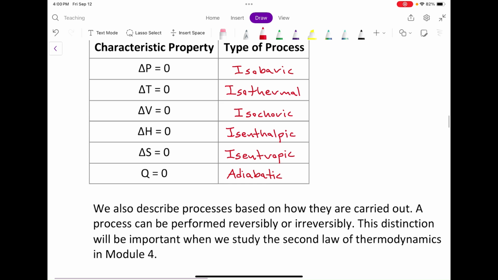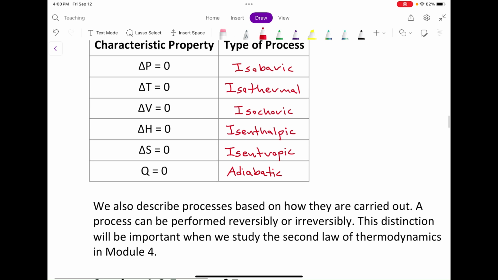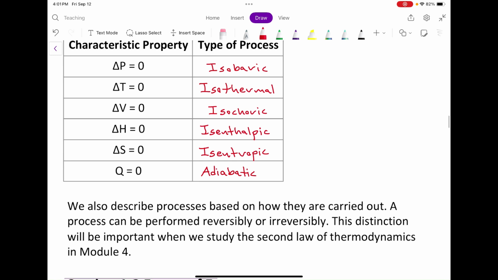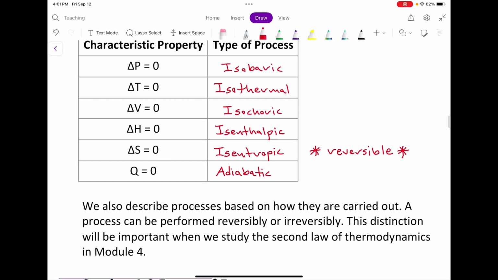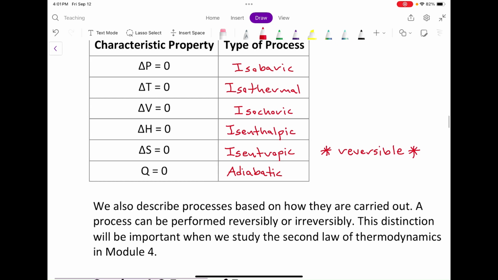And the last thing I wanted to mention here is that we can describe processes based on how they are carried out. So we'll talk about reversible processes and irreversible processes later on. I'll make a special note here that an isentropic process is a reversible process. Okay, and we'll see that distinction become very important when we talk about entropy later on.